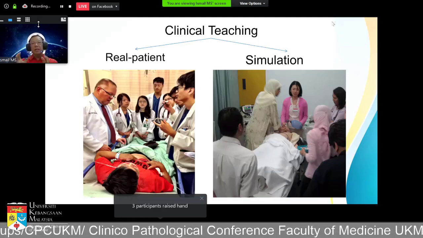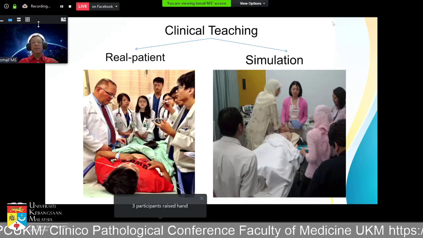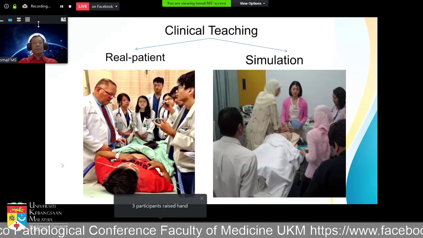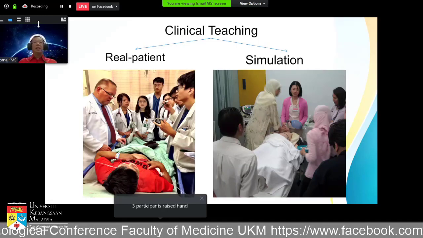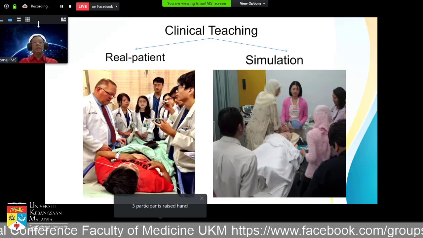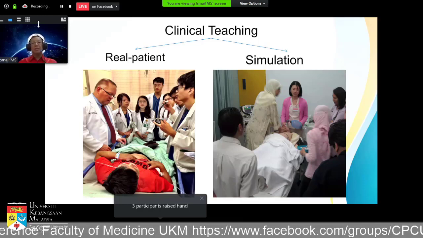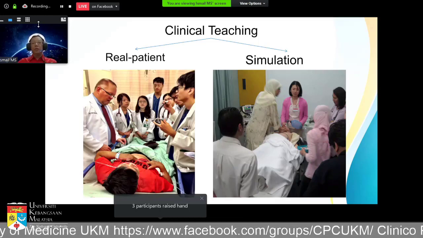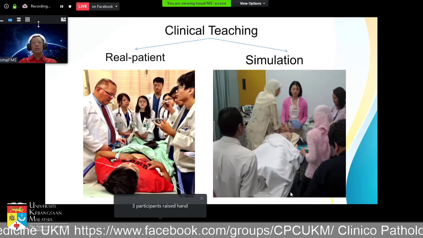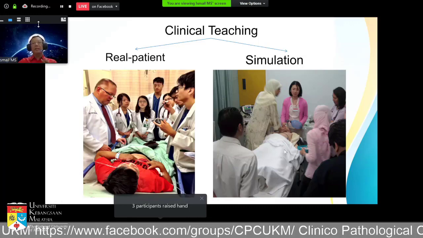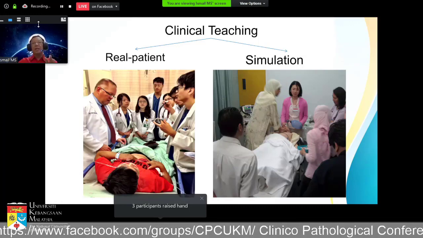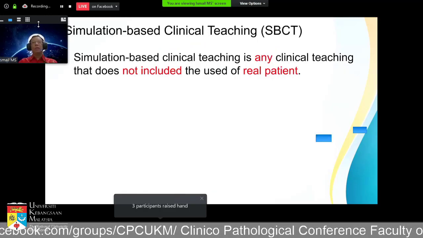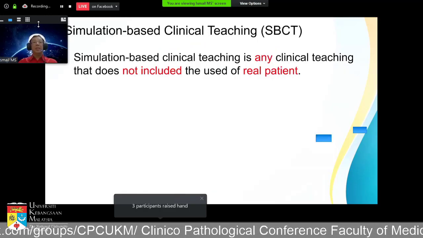clinical teaching must involve real patients. Something like this: we have a real patient, and students will be crowding around, and you are going to teach them. That is about real patients, or you are going to discuss real patients. If you don't use real patients, if you use a dummy or something like that, or even a case history, it is called simulation. So anything that is not using a real patient is simulation-based clinical teaching.